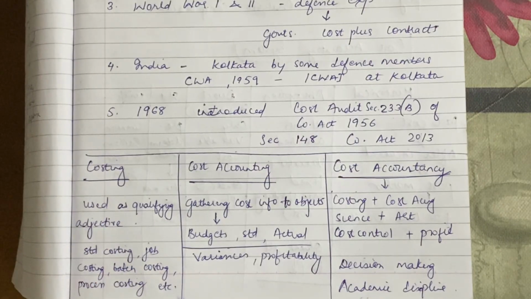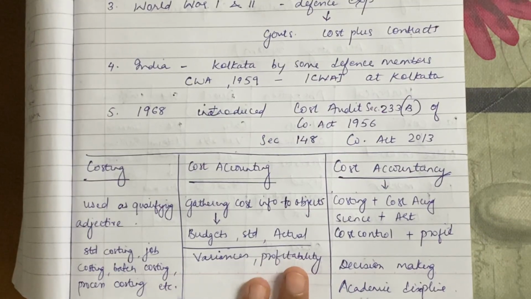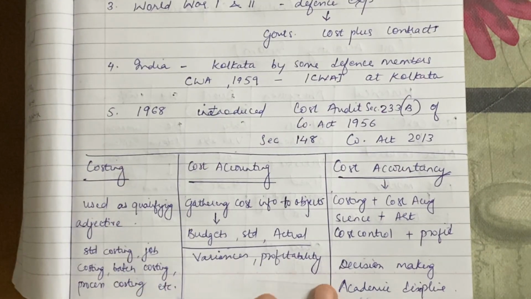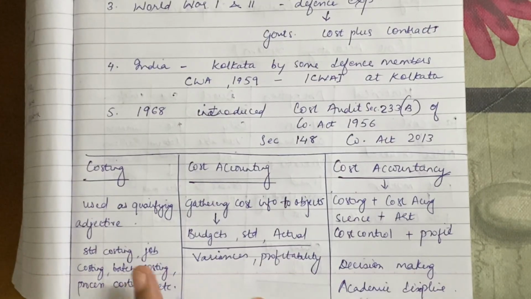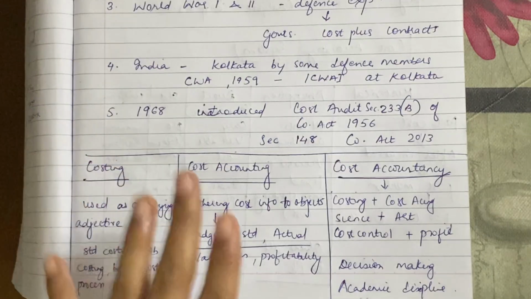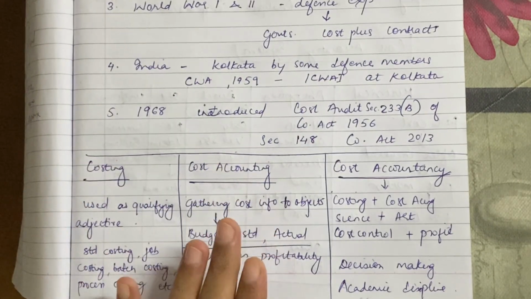Now we have cost accounting. Cost accounting is gathering cost information for cost objects. If we are looking at this chair, we will first gather the cost information, then look at the standard or budget assigned, and the actual, and whatever variances or profit there are, that is known as cost accounting. Simply, cost price plus profit is equal to selling price. So this is cost accounting.